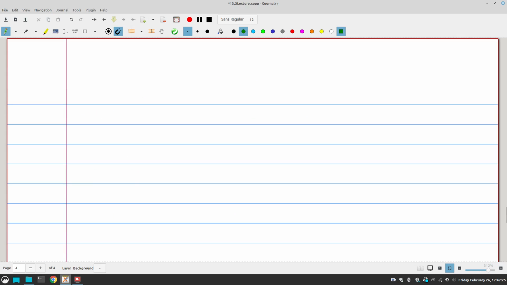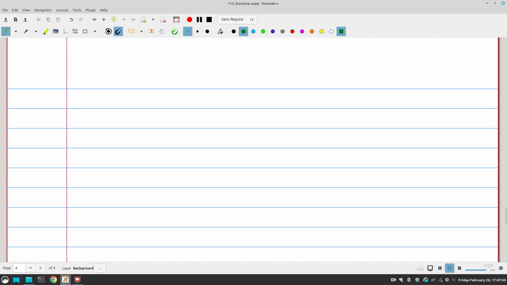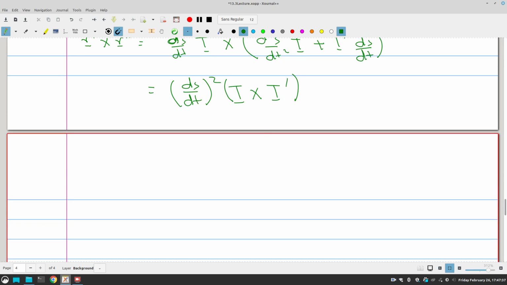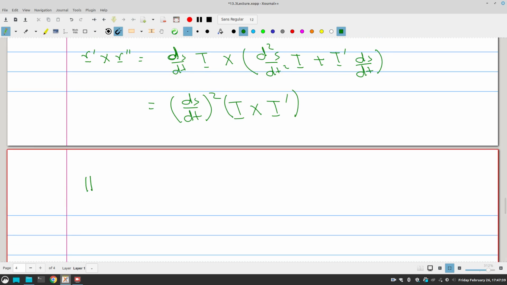Now we have to find the magnitude of this. So the magnitude of r prime cross r double prime equals ds over dt squared times the magnitude of T cross T prime.